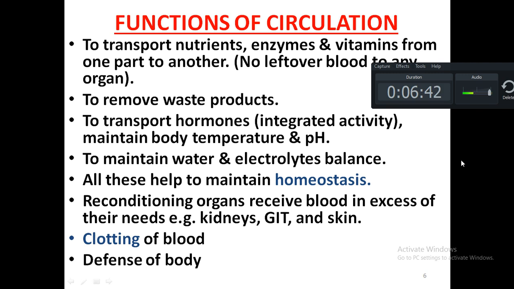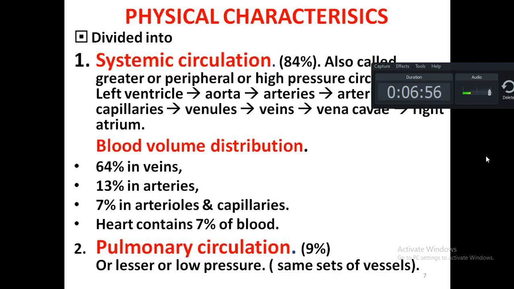Then another function is that because of the presence of platelets, it helps in the clotting of blood. And then the last function is the defense of the body because of the presence of the white blood cells.